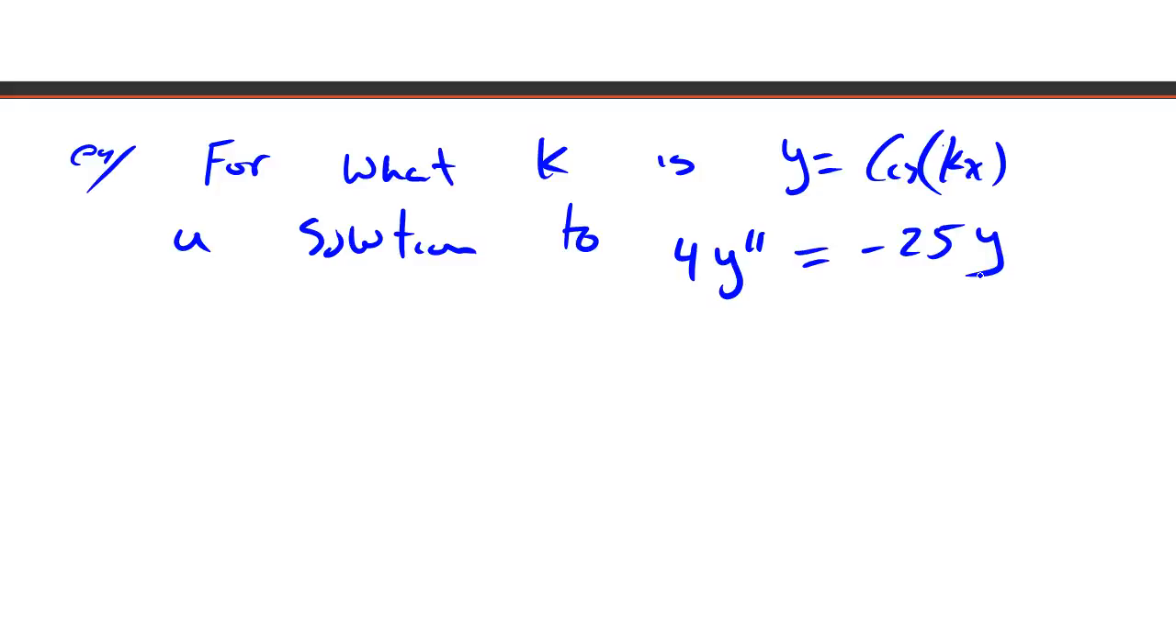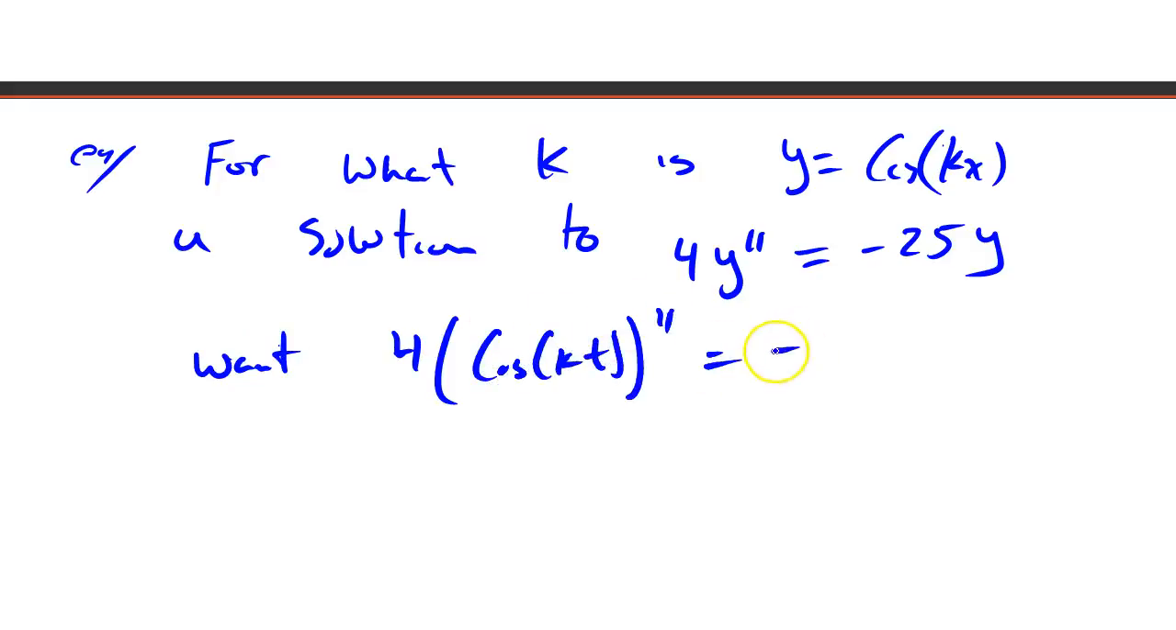So if I plug that in, I want 4 times the second derivative of the cosine of kt equal to negative 25 times the cosine of kt. Oh, sorry, kx. I guess x is the variable here. It's interesting to me that when you read differential equations textbooks, they alternate between x being the independent variable and t being the independent variable. The same book will use both variables almost interchangeably. So sorry if I wrote a t when I should have been writing an x.